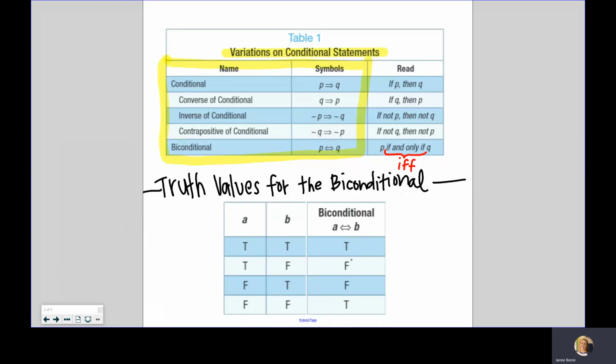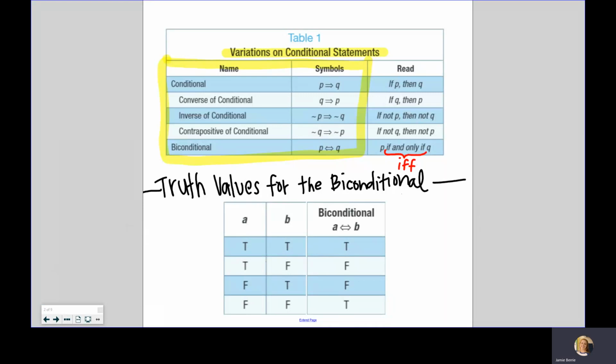But the rule for the biconditional is that the biconditional will be true if the two statements are both true, or if the two statements are both false. If exactly one of the statements is false, then it's false. So if they're both true, it's true. If they're both false, it's true. But if one of them is false and one of them is true, then it's false.